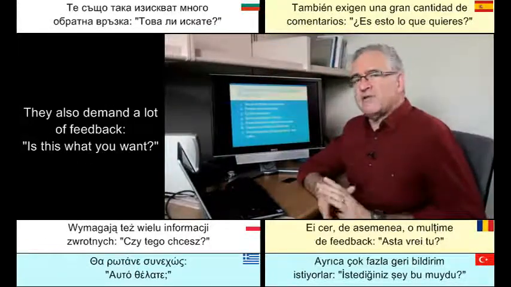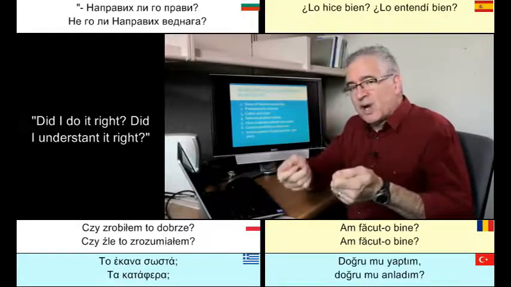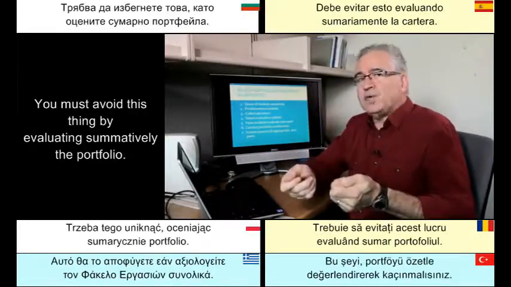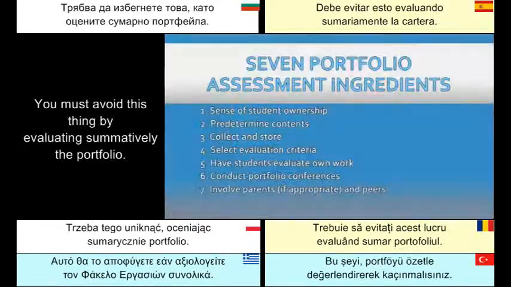They'll also demand a lot of individualized feedback, as in, is this what you want? Did I do it right? Did I get it right? You want to try to avoid that, and that'll often happen if you really summatively evaluate portfolio assessments.